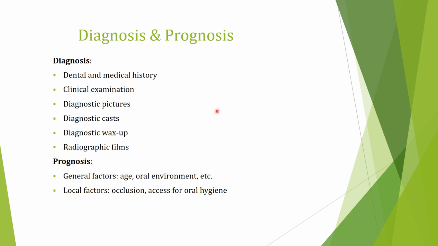Okay, coming to the diagnosis and the prognosis. Dental and medical history is very important, guys. Like we just discussed, clinical examination, diagnostic pictures, diagnostic cast, diagnostic wax-up, and radiographic films all consist of parts which make up our final diagnosis. Okay, prognosis is the general and the local factors, which are age, environment, etc. All the general factors and all the local factors, occlusion and oral hygiene, etc., come under making the prognosis.